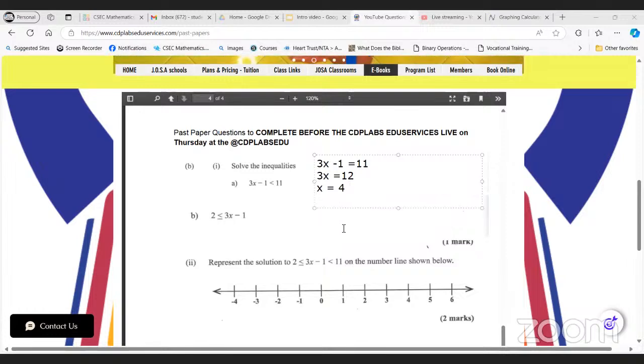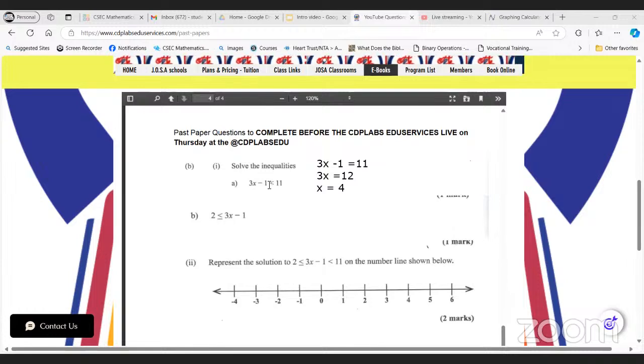So now we find the value of x. Now if you plug in 4 where x is, you're going to get 12 minus 1, which is equal to 11. But note, the expression is not equal to 11, but less than 11. So therefore, you cannot say that x is equal to 4 in a final answer. Because if it's x is equal to 4, you are suggesting that this expression is equal to 11, when that is not the statement. The statement is that this expression is less than 11.